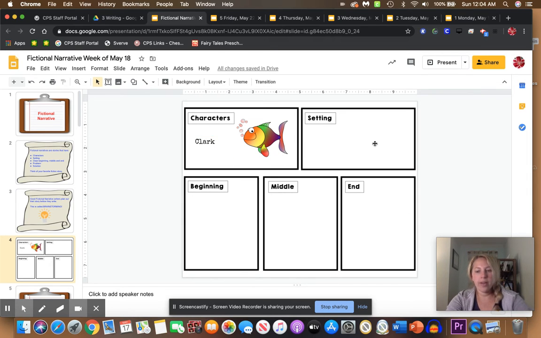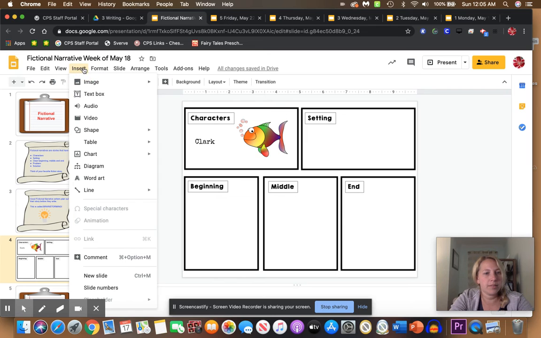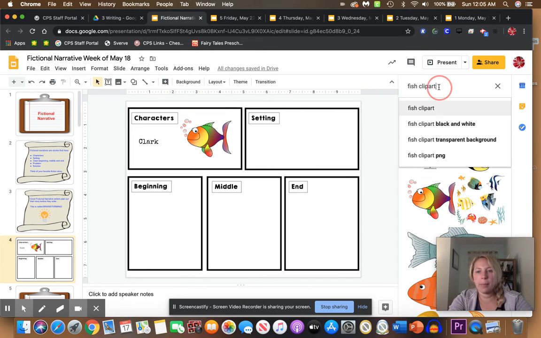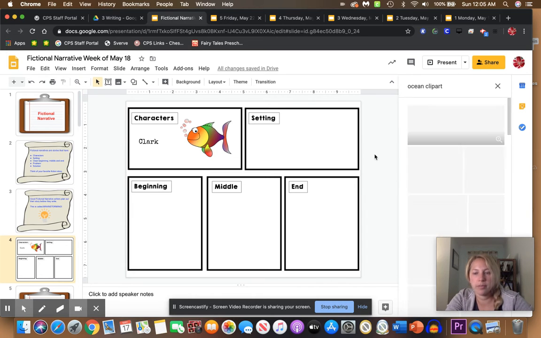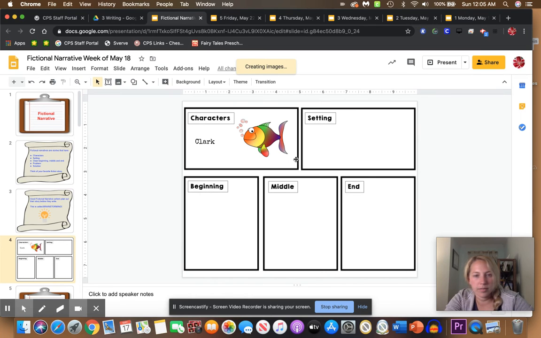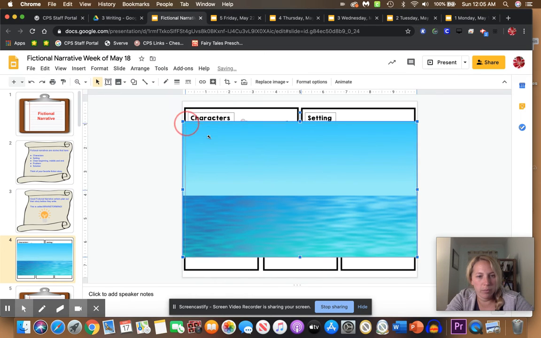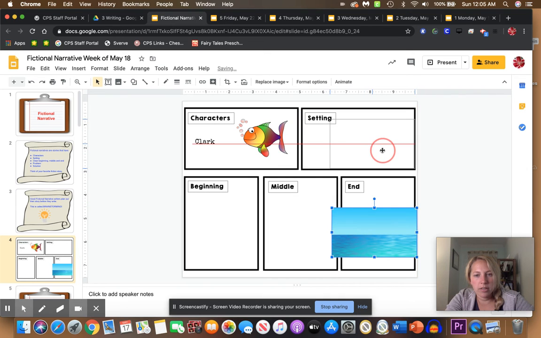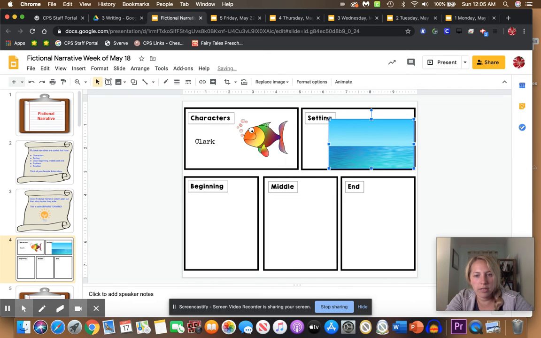And the setting. Well, where should our fish be? Do you think he should be in a fish tank? Do you think he should be in the ocean? Maybe the ocean. Let's do the ocean. Ocean clip art. Oh boy, that came in pretty big. So Clark the fish lives in the ocean.